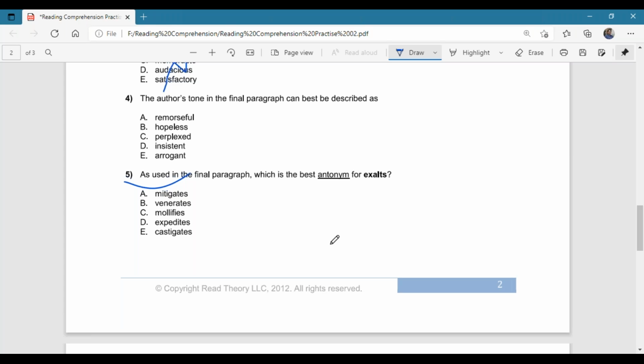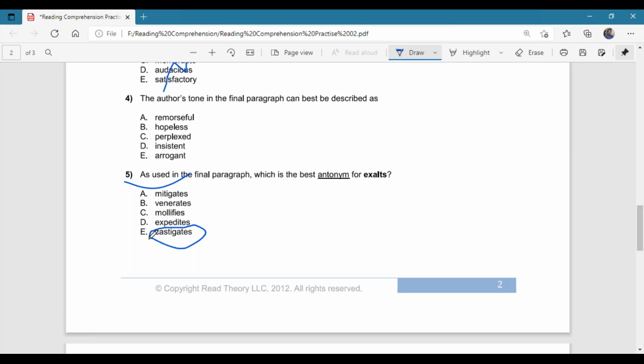Mitigates means make less severe or painful. So mitigates is not the right answer. Venerates means glorifies. Venerates is a synonym to exalts. Mollifies means soothes or appeases. Soothes something. So mollifies is also not the right answer. Castigates is the right answer.